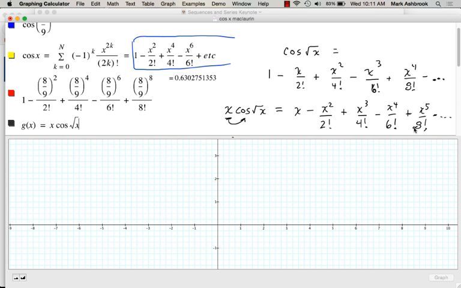So again, like I said, there's kind of two aspects to building these Taylor and Maclaurin series. There's building them from scratch, like we did e to the x last time, we did cosine x today. And then there's, once you have a basic power series, you can very quickly generate variations on that.